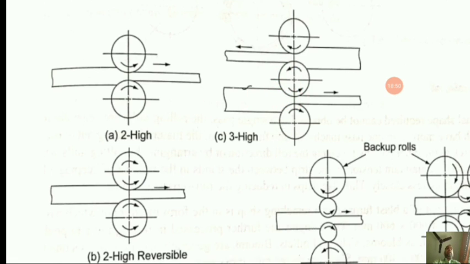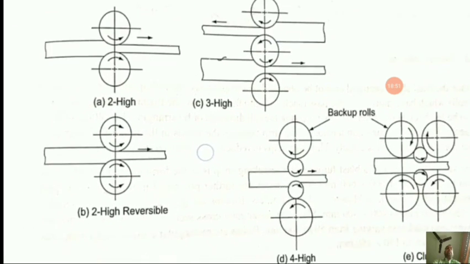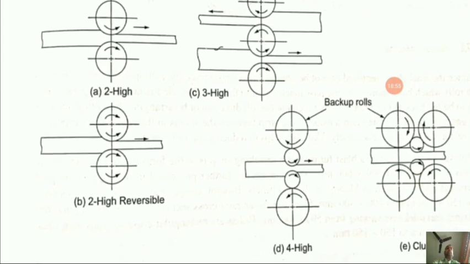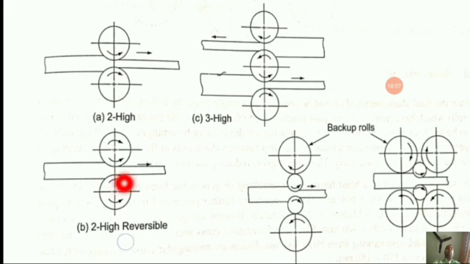Okay. Next, actually this was the reversible drive. Sorry for my mistake. And this is actually the three high rolling arrangement. So it is used for rolling of two continuous passes in a rolling sequence without reversing the drives.